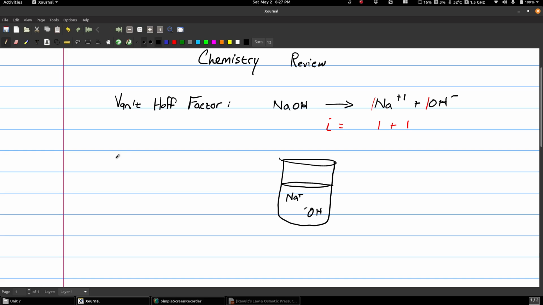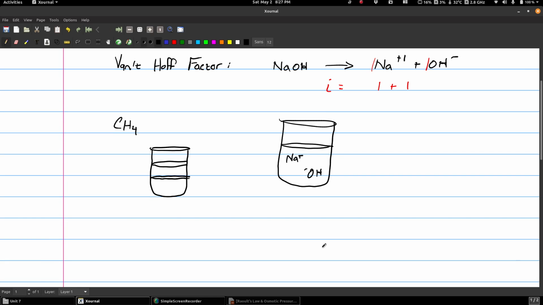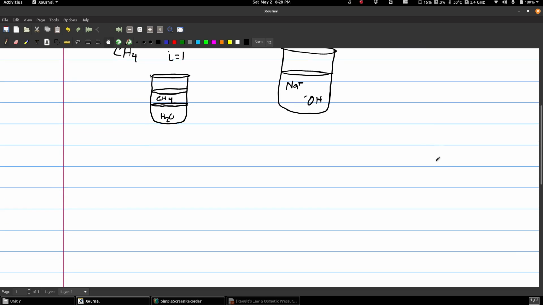Compared to if you had something like methane, which does not dissolve in water because it's greasy and oily. If you had that in a beaker, it's just going to have two layers. It's not going to be dissolving like an ion would. So the top layer is going to be your CH4, and then you're going to have some water. So the whole thing that I want to get across is for this, i equals 1 because it doesn't split up.